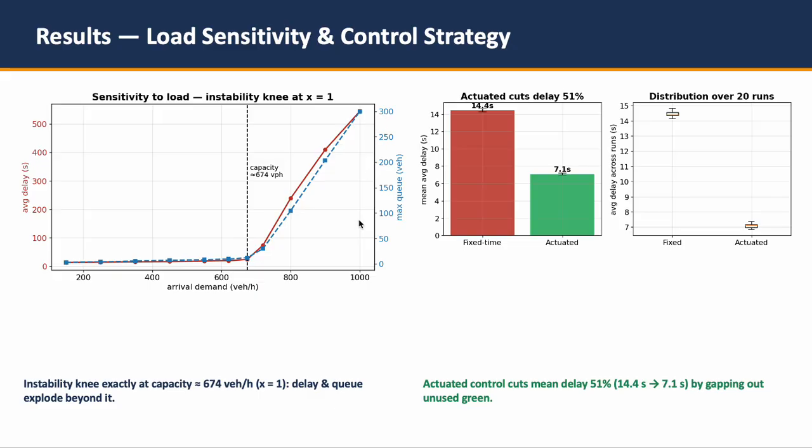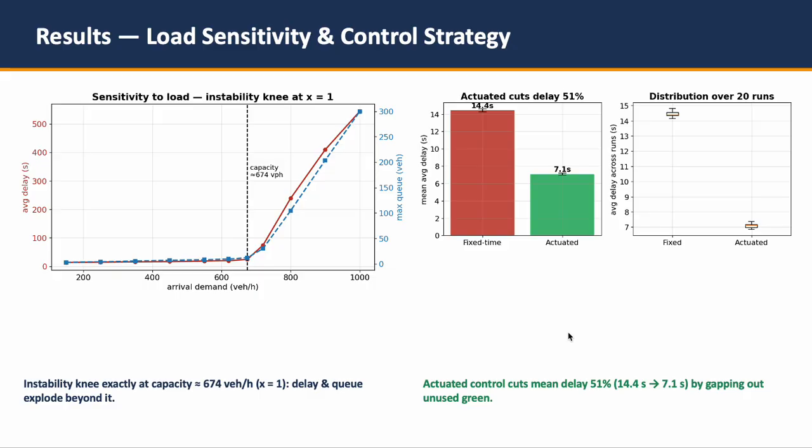Below it, the delay is gentle. Above it, delay and queue explode, and the intersection simply can't clear the cars. That number is the single most important number for sizing an intersection, and the fact that it's so abrupt is a real warning against running intersections near capacity.